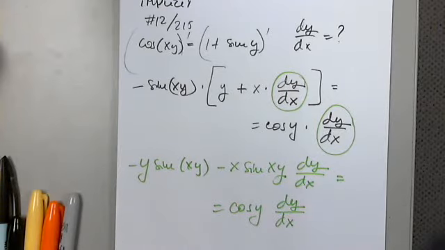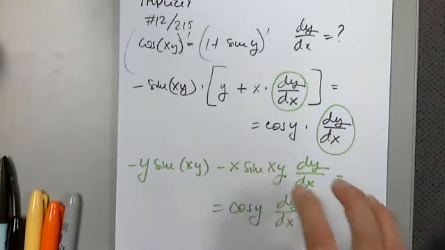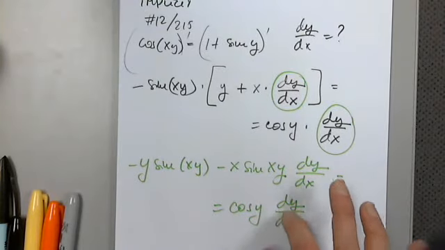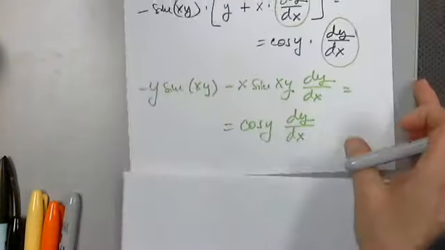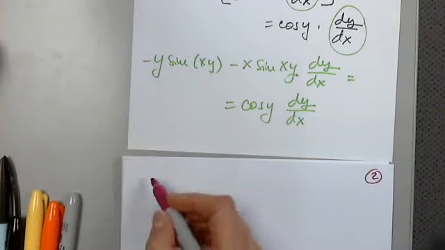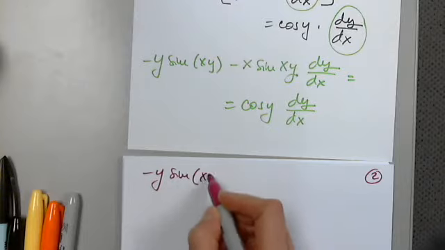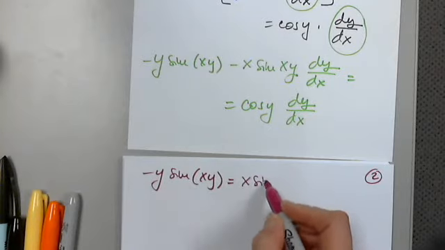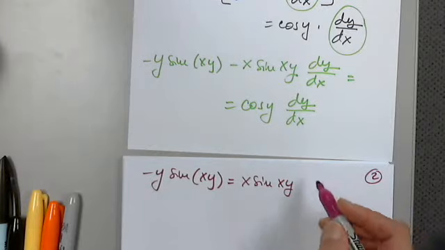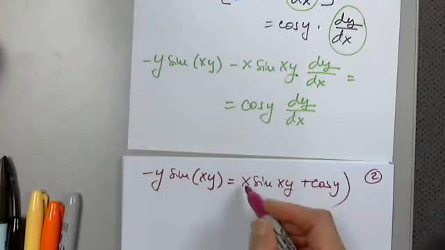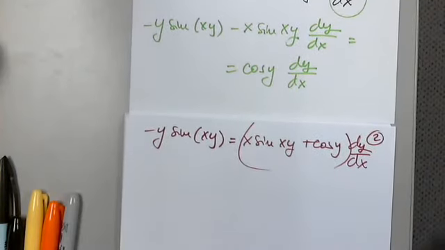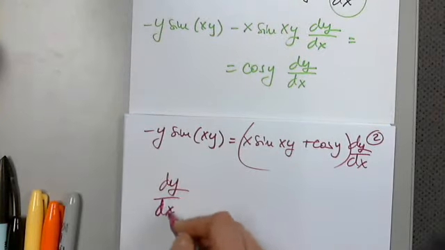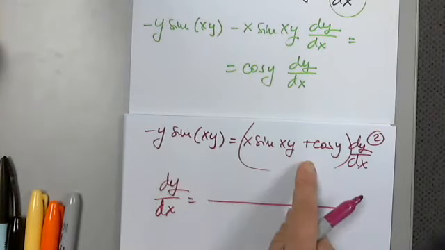Now we see two terms with a variable. I'm going to move this term to the other side and factor out dy over dx. This term goes here when I factor out dy over dx. Agreed? Okay. So the left-hand side is negative y sine xy, and the right-hand side is x sine xy plus cosine y dy over dx. And finally, dy over dx is this over this.